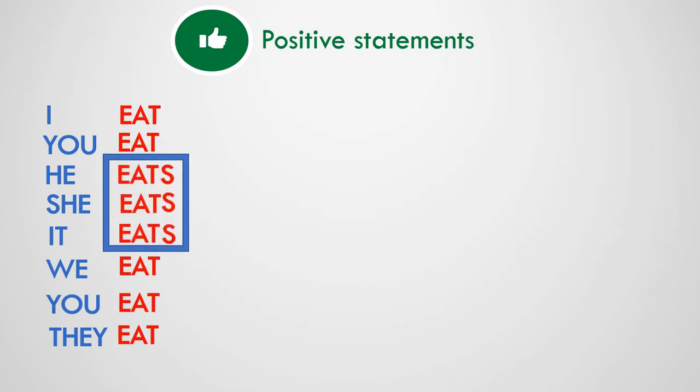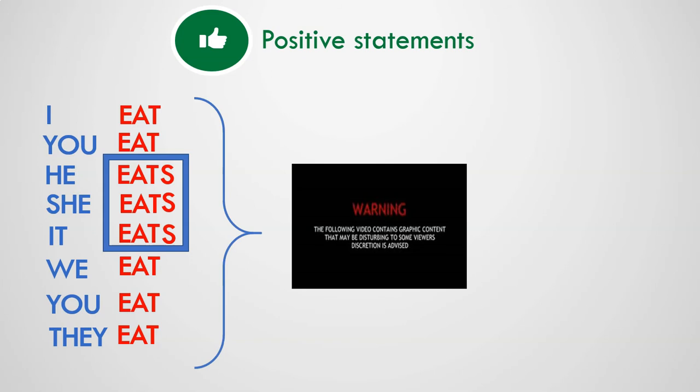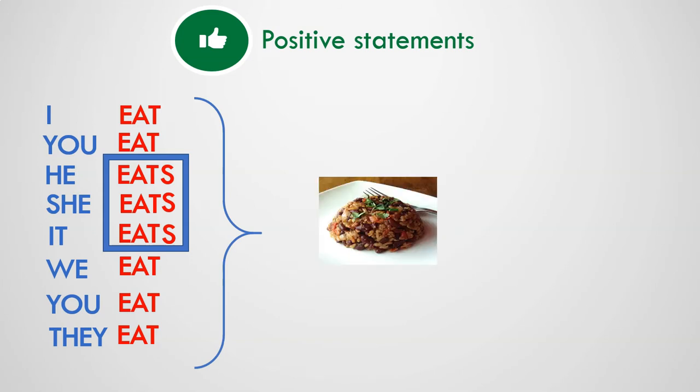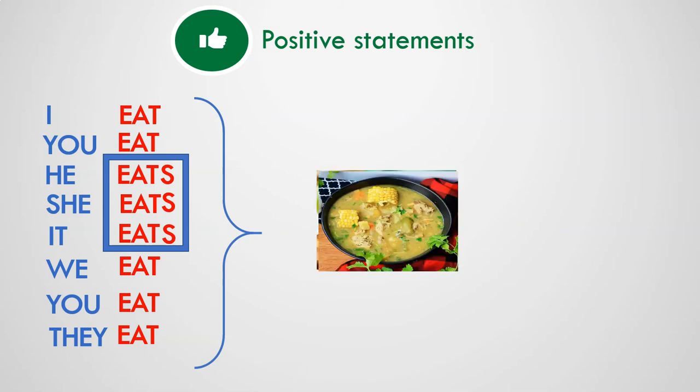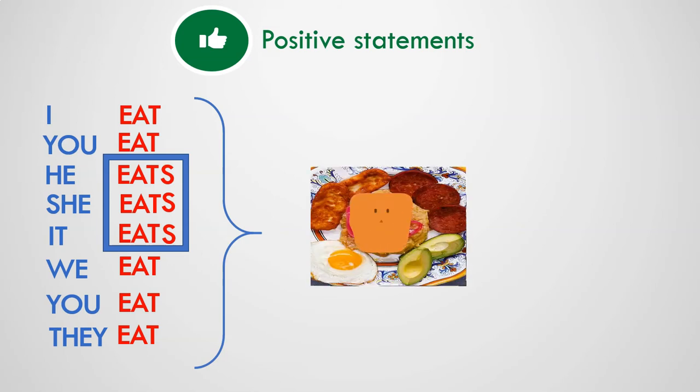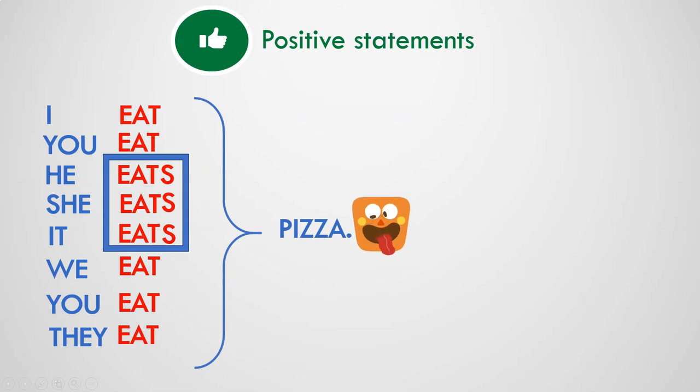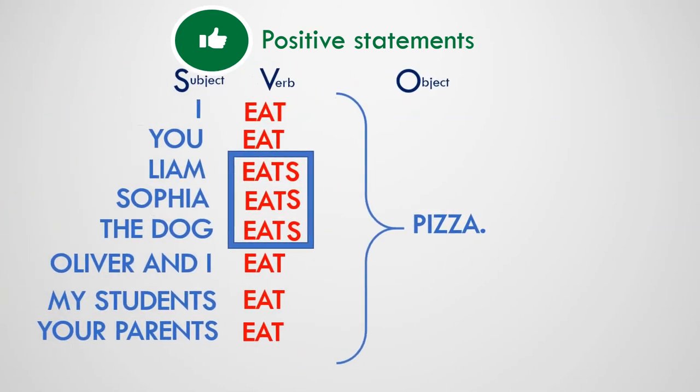Going back to our previous example, we will be missing only the object. That could be, warning, the following video contains graphics that may be disturbing if you are hungry: arepa, gallo pinto, feijoada, curanto, tacos, sancocho, ceviche, bandeja paisa, asado criollo, mangú, pizza. Our formula for positive statements will be subject, verb, object, whether we have pronouns or nouns as subjects.